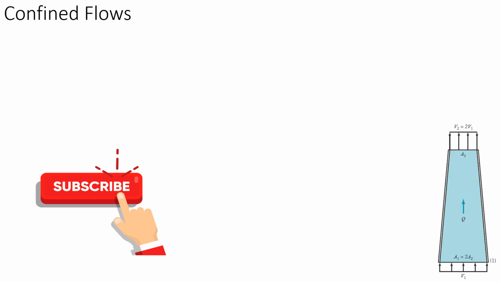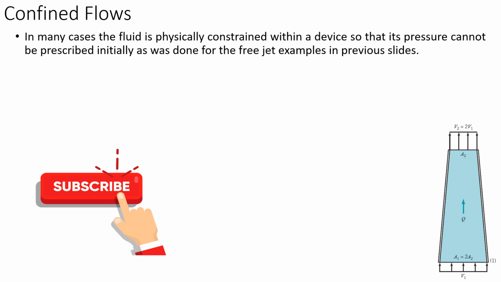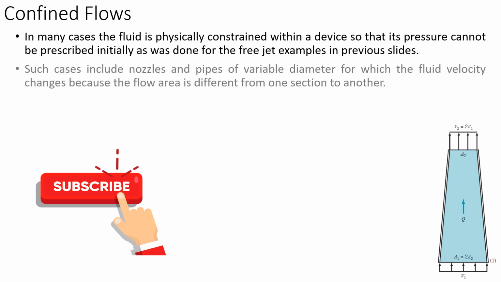Here you can see that due to the change in the cross section of the channel, meaning the channel is converging, the velocity of the fluid inside this channel will increase when it flows from point 1 to point 2. As the velocity increases, the pressure will decrease. So to compute changes in velocity or changes in pressure in confined flow, we again use the Bernoulli equation. This statement defines what confined flows are. You can read it yourself.